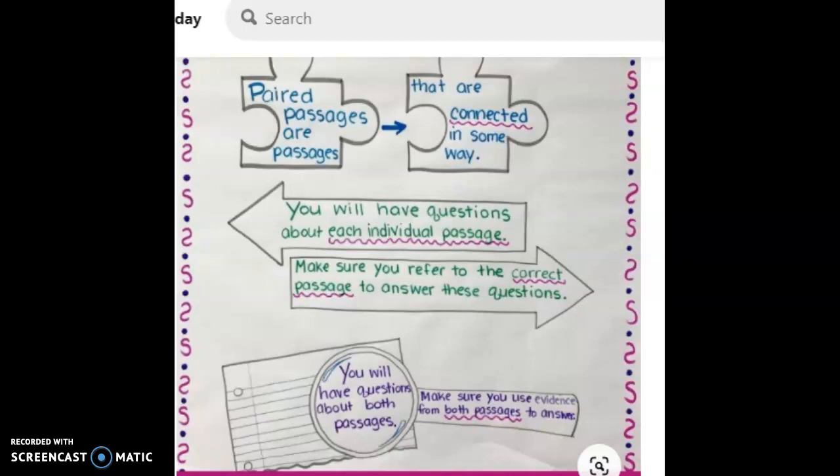Paired passages are passages that are connected in some way. You will have questions about each individual passage, so make sure that you refer to the correct passage to answer these questions. You will also have questions about both passages, so make sure that you use evidence from both passages in order to answer the question.